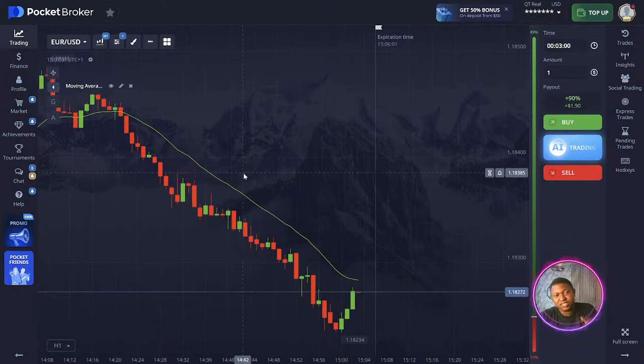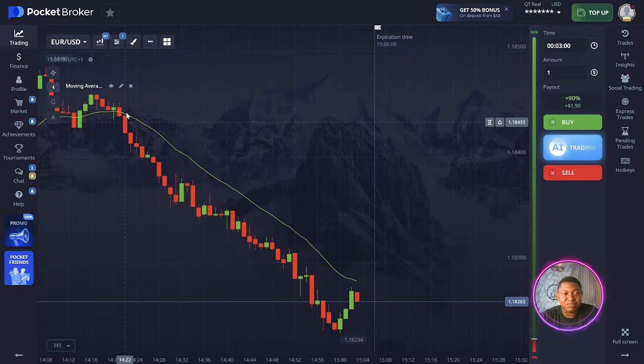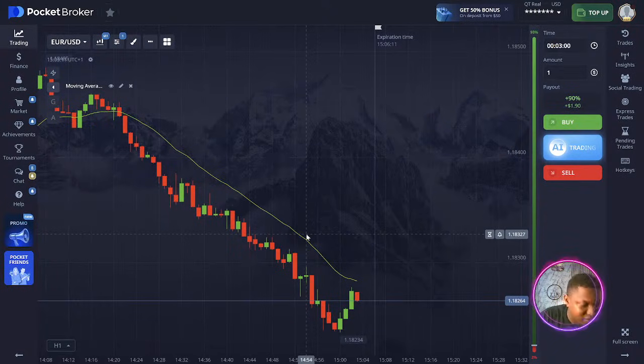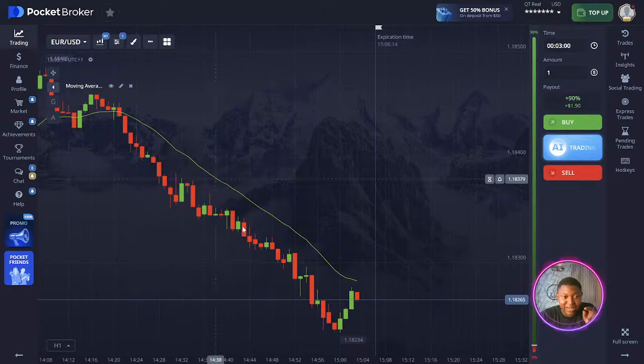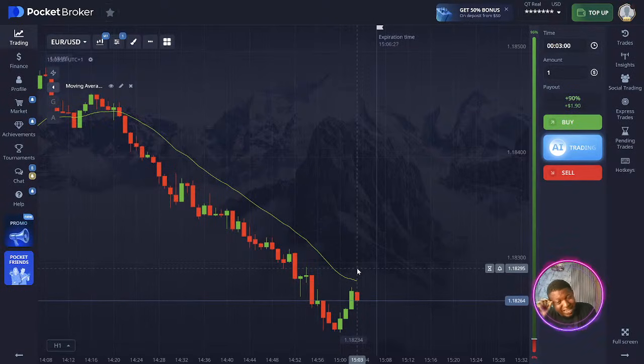This is the EMA, the exponential moving average. If the price crosses below this green line, that means the market is going down, so you can take a down trade. If the price crosses above the green line, it means the market is going up, which means you can take a buy trade. When it crosses below, you take a sell trade. When it crosses above, you take a buy trade.